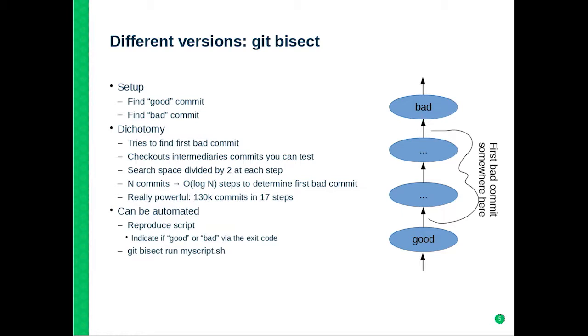Like 130,000 commits, you can just bisect in only 17 steps. So it's very good at isolating code. And you can automate this with a script. Git has support for this. It doesn't just apply to Git. Obviously, any source control version would have something. You can also do it manually.